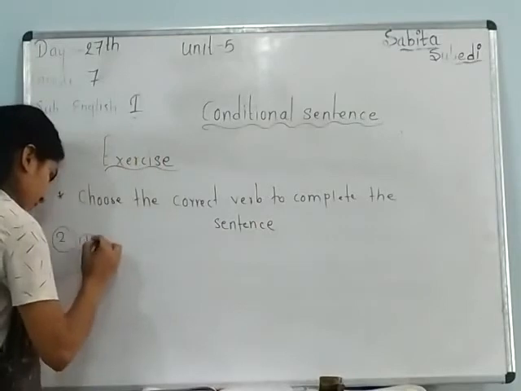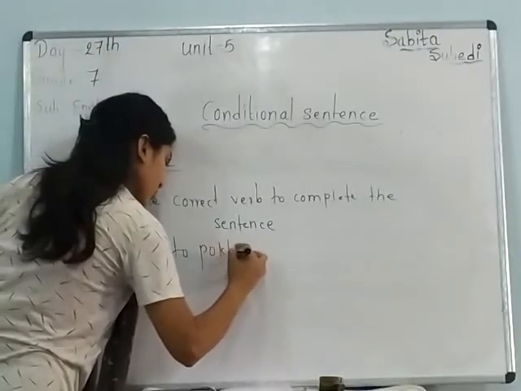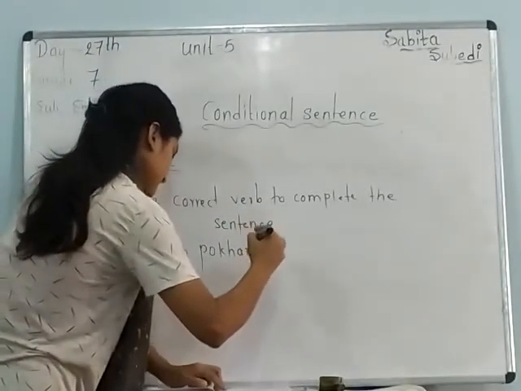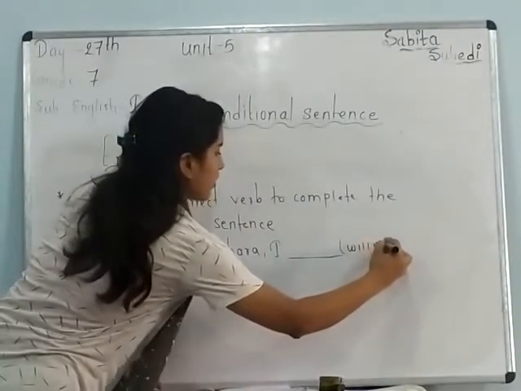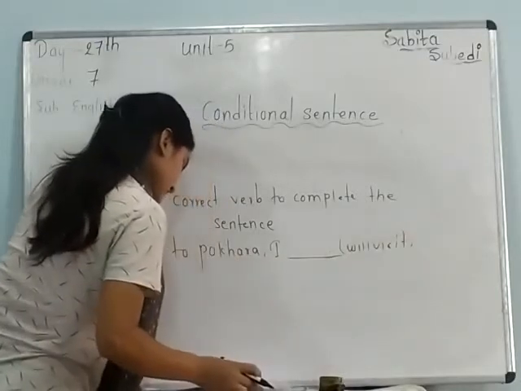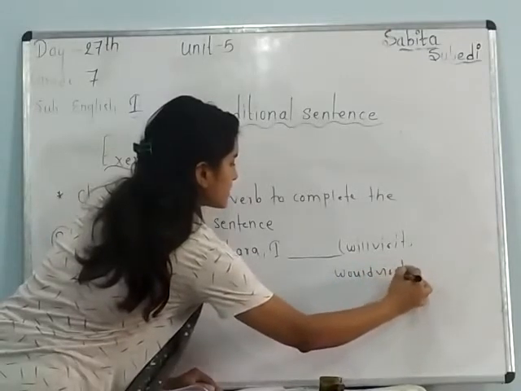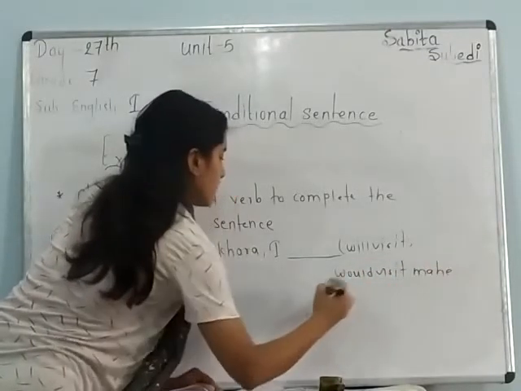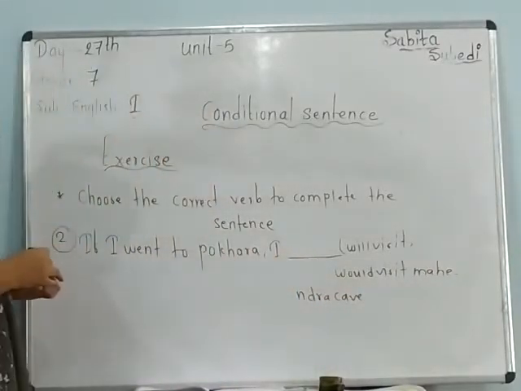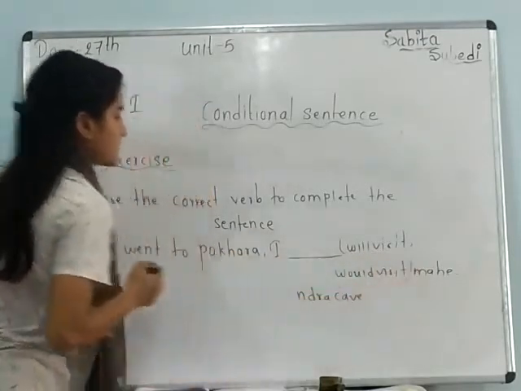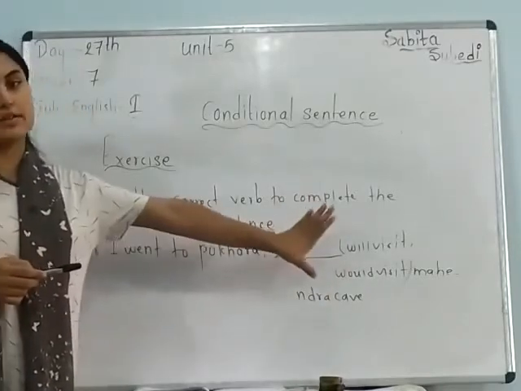If I went to Pokhara, I will visit, would visit Mahendra here. So what will be the answer here? See, if I went to Pokhara, I will visit or would visit Mahendra here. What is the correct word there?